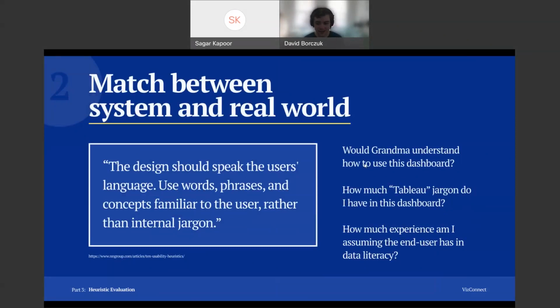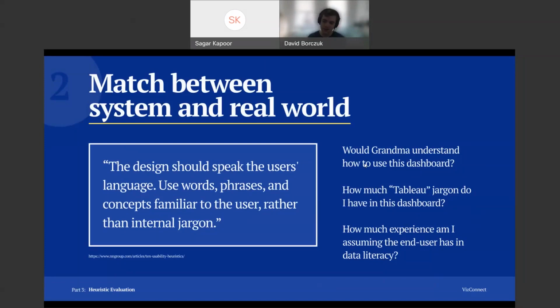And so the first question I like to ask, I remember Chantilly always talks about this, is would grandma understand how to use the dashboard? Not only does she understand how to use the dashboard, but is the language in the dashboard able to be understood by someone who has no idea what data is and what Tableau jargon is? So when you talk about something like a parameter, it can mean anything, but in Tableau, it has a certain function. A set action, if no one knew what Tableau was, they would not understand what that is.